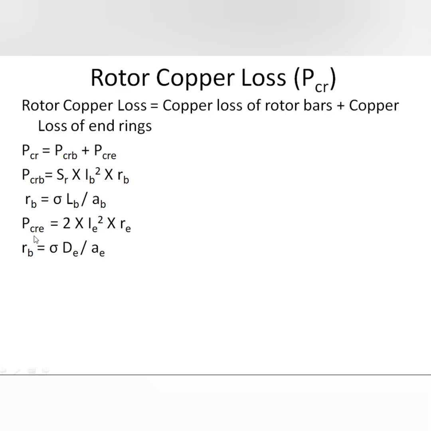Similarly, we can calculate the copper loss of the end ring by using a formula. Since we are using two end rings, one on each side, we can calculate 2I square Re, where I is the end ring current in ampere, Re is the resistance of the end ring. This resistance of the end ring is given by the formula rho DE upon AE, where DE is the depth of the end ring and AE is the area of the end ring.